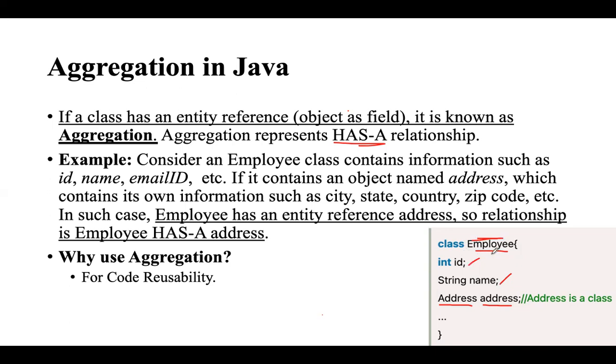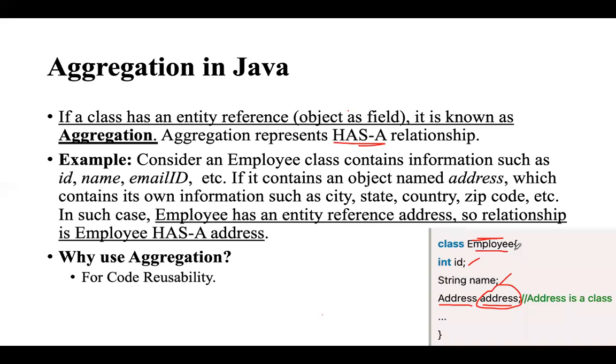And why do we use aggregation? When we have the object of the class address in the employee class, then by using that object address, we can access the information of that address class. So the use of aggregation is that we want to reuse the methods and fields of some class. Here we have the address in some other class.